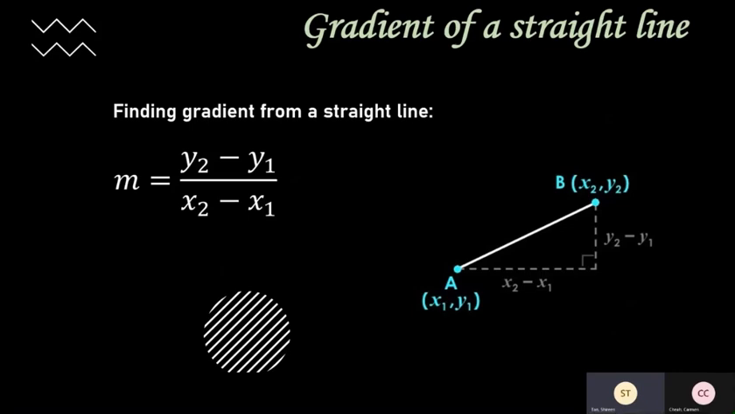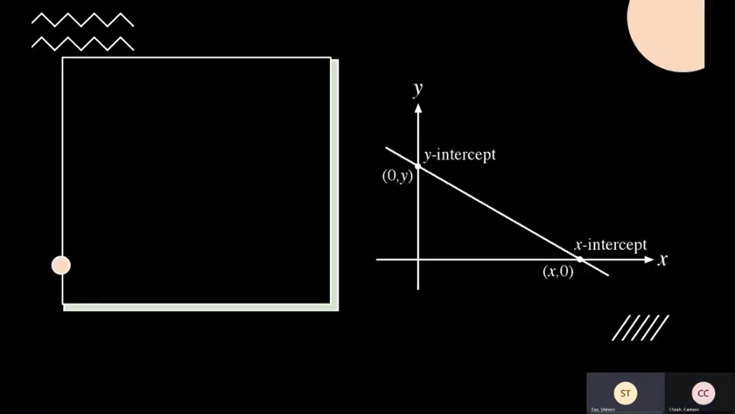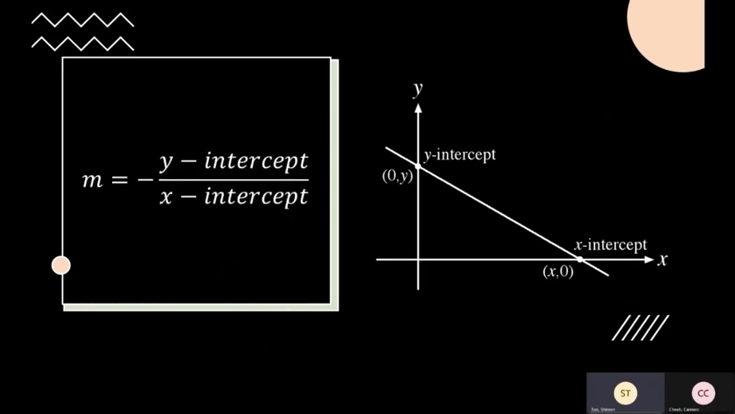We can find the gradient of a straight line with the formula m equals (y2 minus y1) divided by (x2 minus x1). Since we know that the coordinates of the x-intercept are (x, 0) and the coordinates of the y-intercept are (0, y), we can derive the gradient formula by dividing the negative of the y-intercept by the x-intercept.